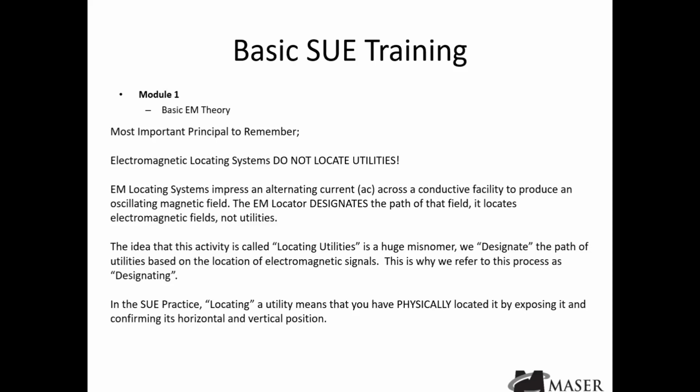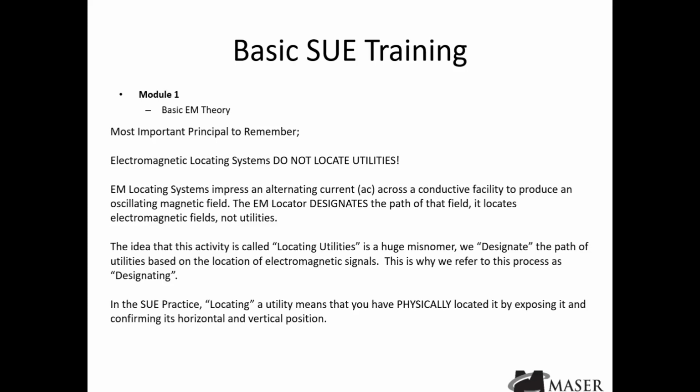So let's resume. The EM locator designates the path of the magnetic field. It locates electromagnetic fields, not utilities. One of the big things that we have in SUE is people saying they locate utilities, and the idea that the activity is called locating utilities, definitely a misnomer.